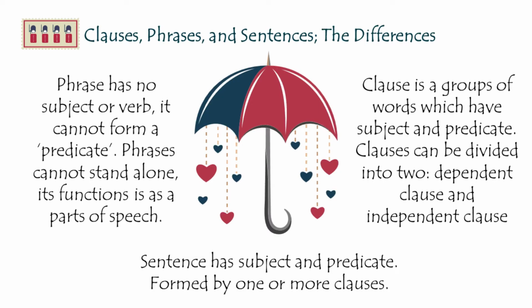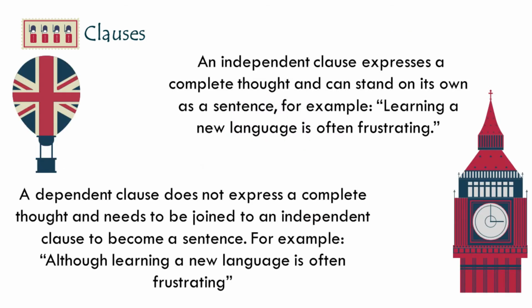Next, we would like to differentiate between clause, phrase, and sentence. Let's start with clause and phrase. Sentences are made up of clauses and phrases. All sentences must have at least one independent clause. First, clause. A clause is a group of words which has a subject and at least one verb. For example, the lecture finished at 3 p.m.